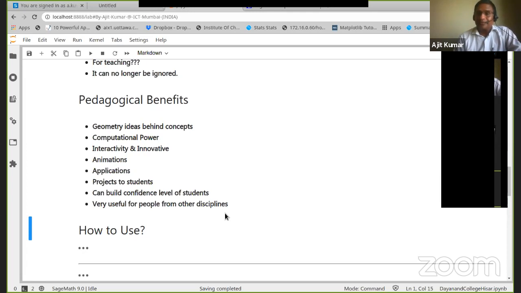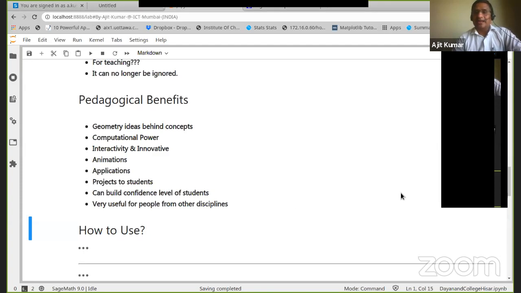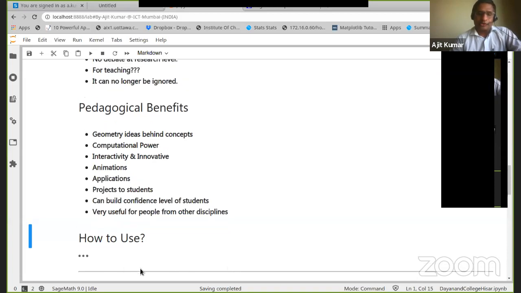No. Mathematics, first of all, has to be taught properly. But wherever we think that using these tools can enhance students' understanding, that is where we should try to use it. Okay, so it should not be used as a black box. So the teacher's role is very important in using these kinds of tools in their teaching.